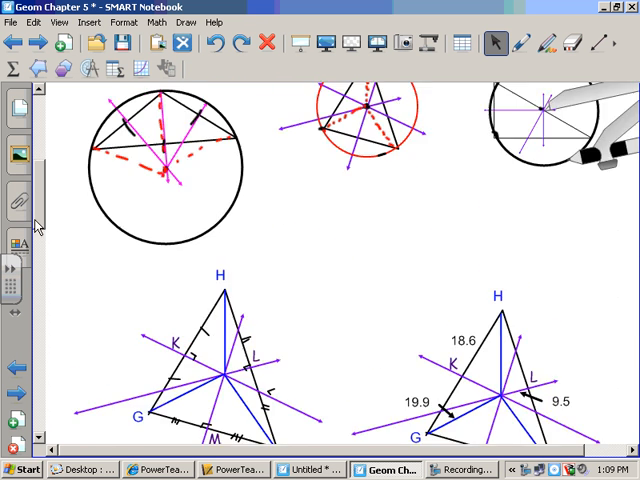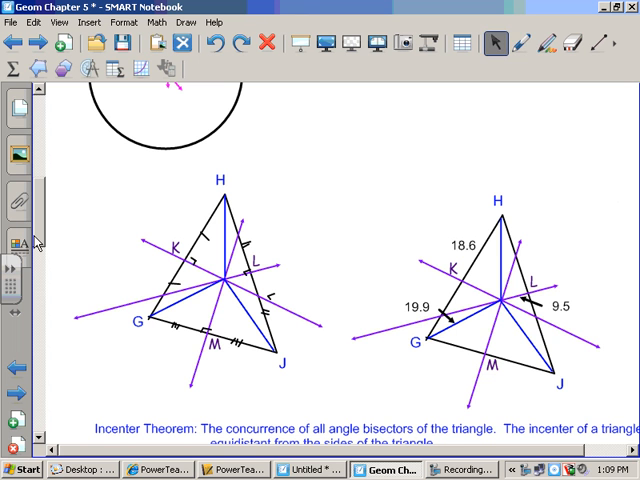All right? So if I were going to mark these, the perpendicular bisectors are these purple ones right here. So now I can make them red. So here, this is a perpendicular bisector. This is a perpendicular bisector. This would be the circumcenter. And the distance from the circumcenter to H, from the circumcenter to J, and from the circumcenter to G, they're all equal. Okay? So we can use that to solve problems.